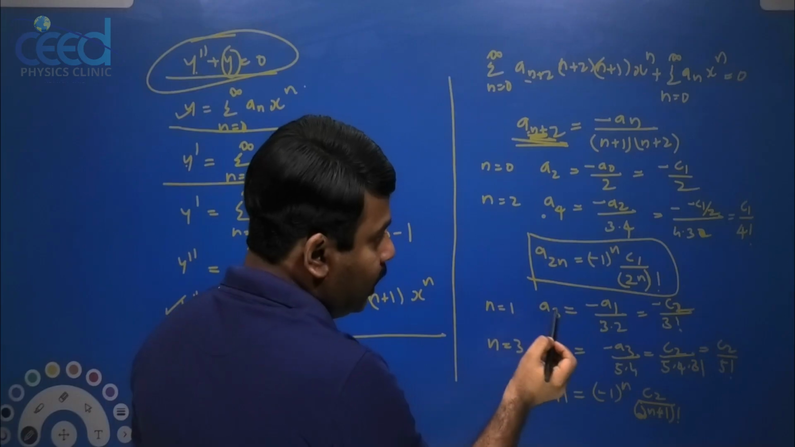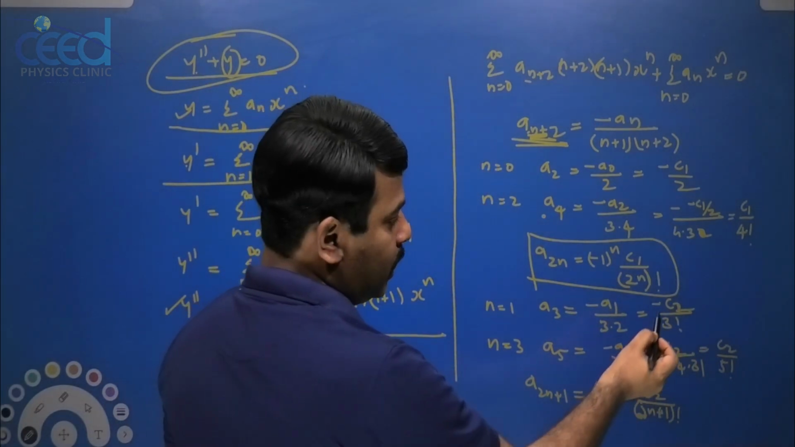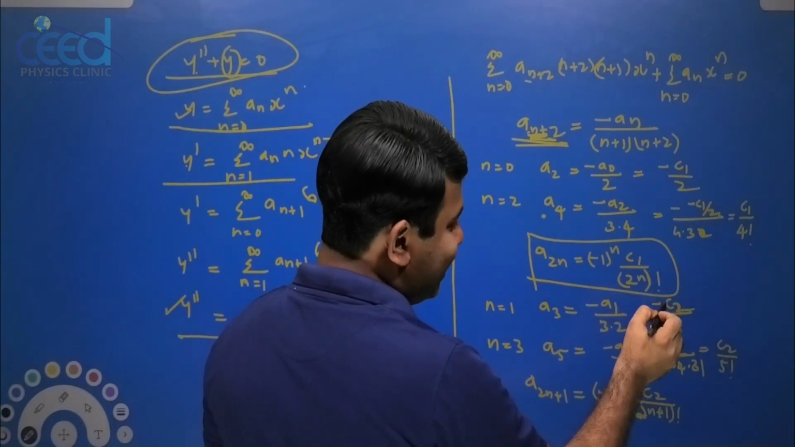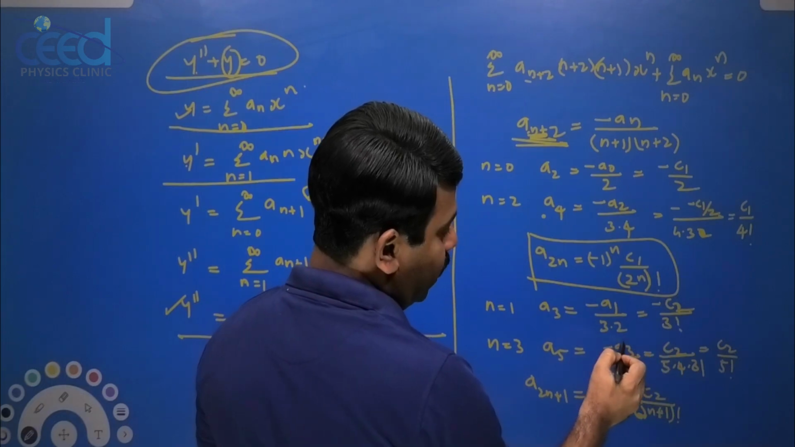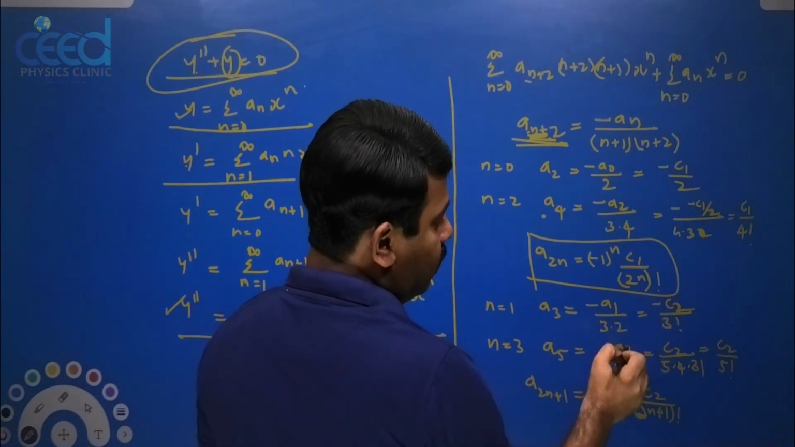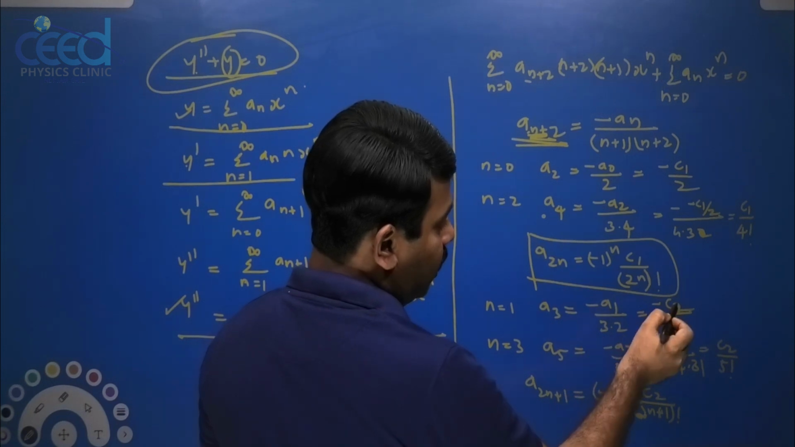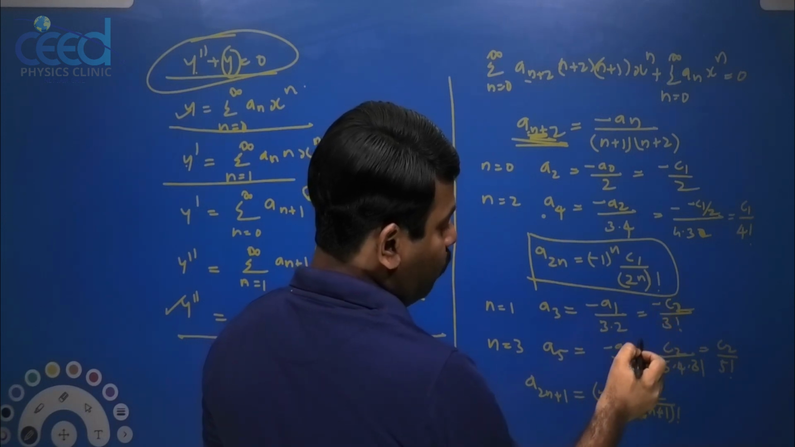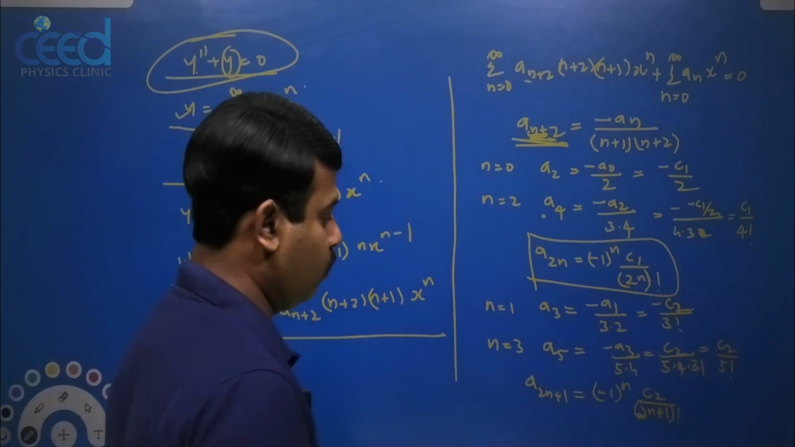Now what is a3? The a3 value is minus c2 by 3 factorial. That minus c2 by 3 factorial I am substituting here for a3. Then with the minus sign there, a5 is c2 by 3 factorial divided by 5 into 4, that is c2 by 5 into 4 into 3 factorial, which is c2 by 5 factorial.